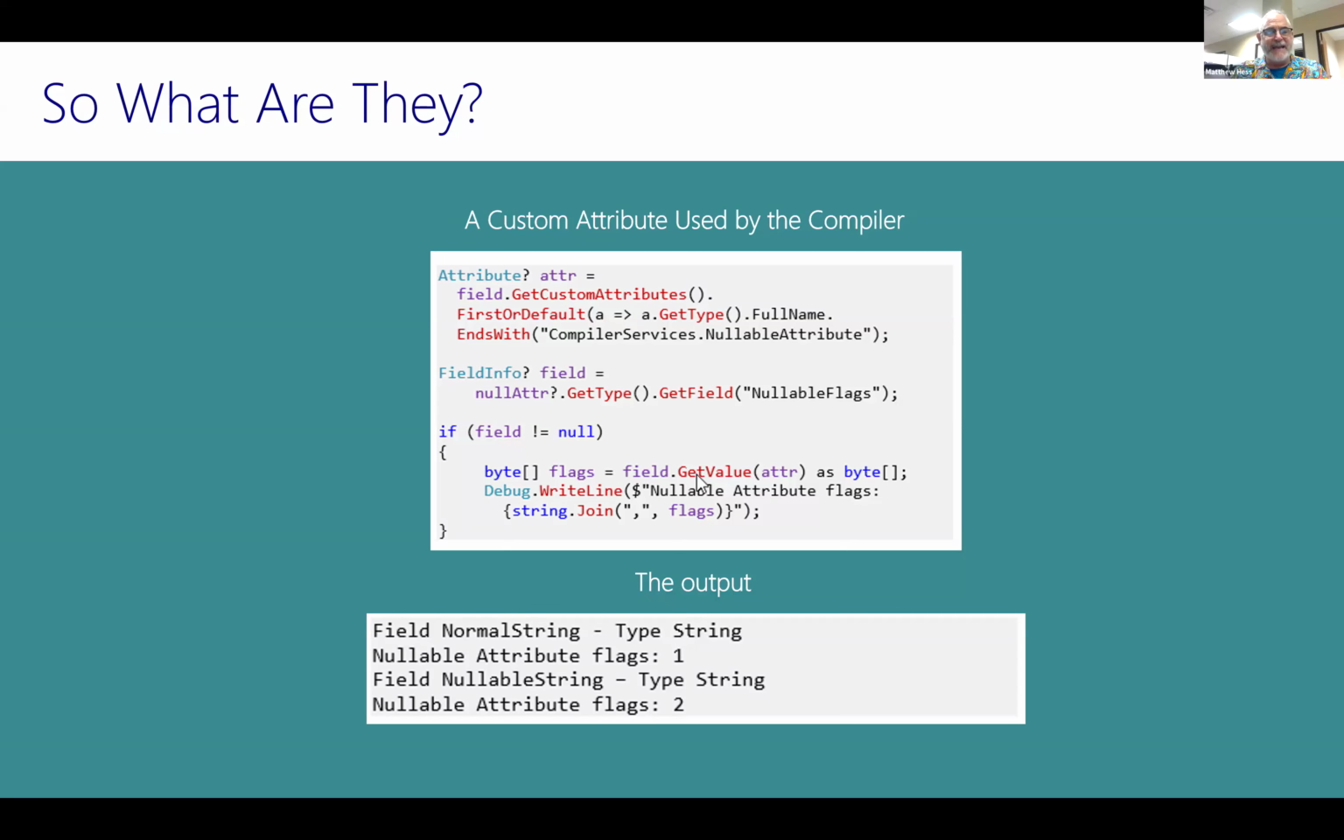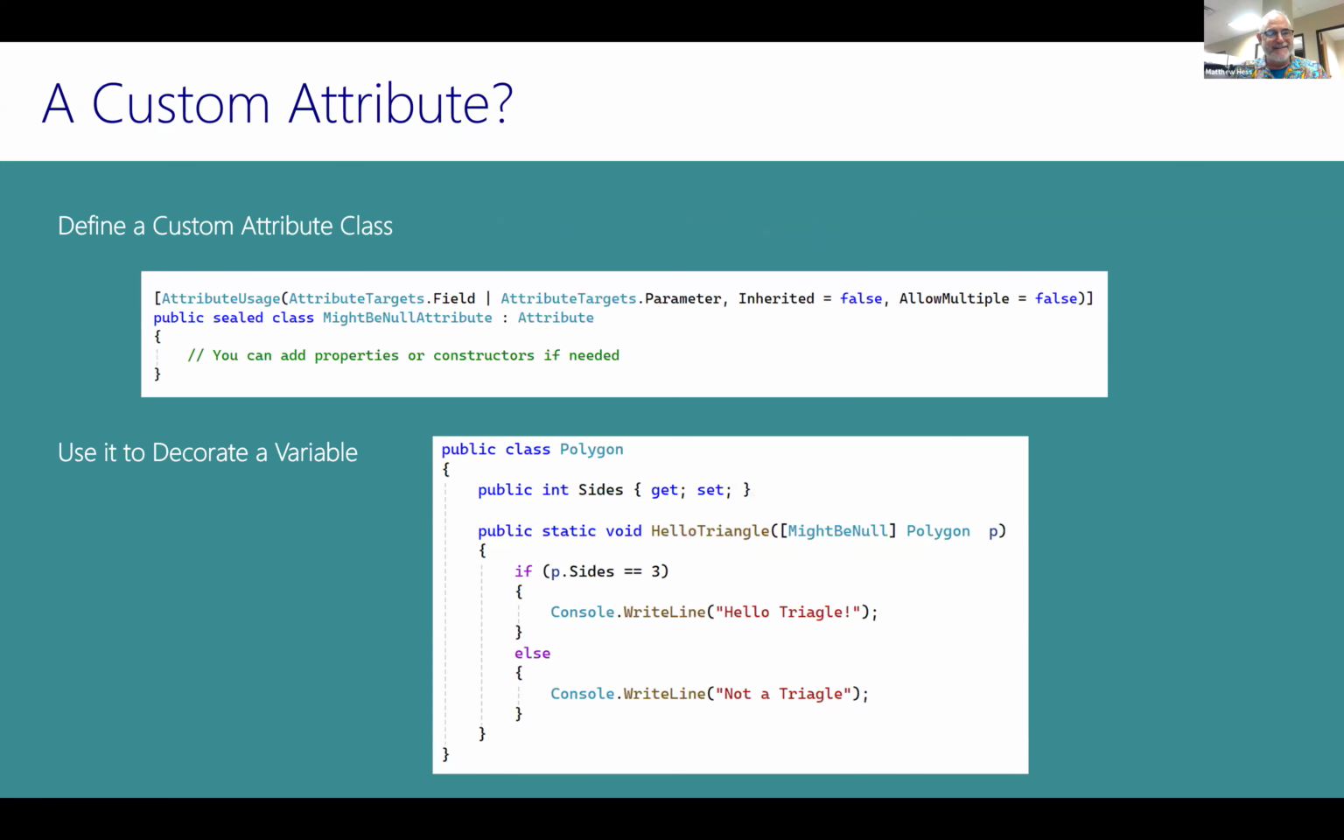So a custom attribute, again, just to emphasize this is not real, right? This is fake code that I wrote just to illustrate the point. But you could define a custom attribute class. So public sealed class MightBeNullableAttribute, which is an attribute, which targets fields and parameters, is not inherited, and doesn't allow multiples. And then I could use it. And so I could say here, public static void HelloTriangle, and I could say that polygon P might be null. Now I've annotated it, right?